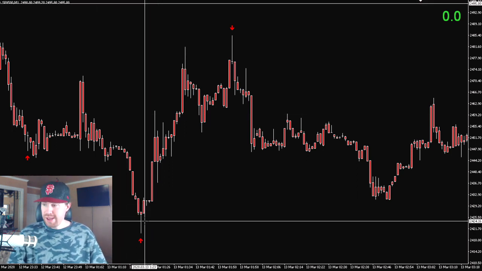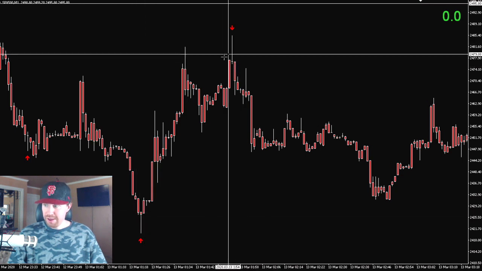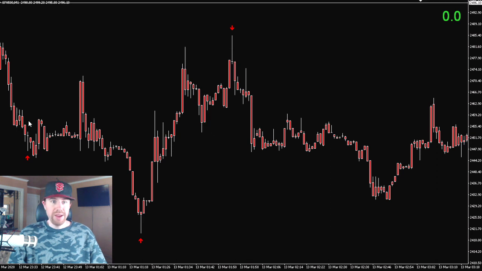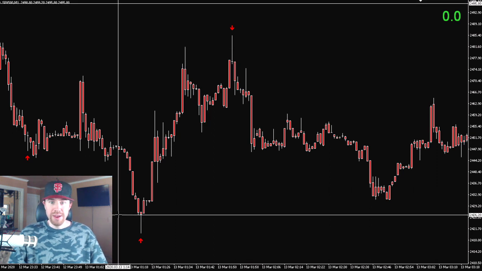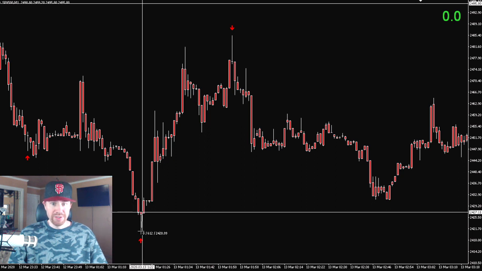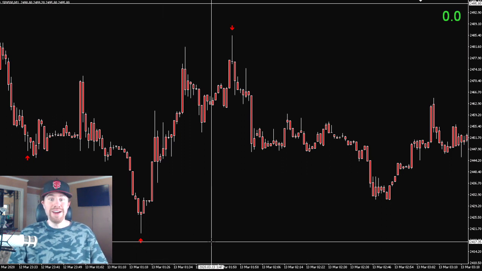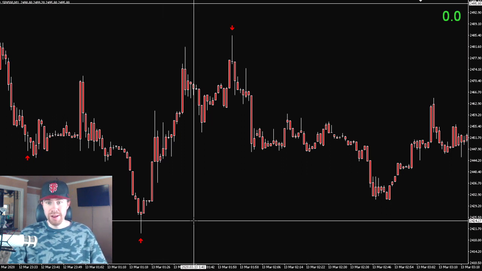So what we have here is a kangaroo tail, and we also have a kangaroo tail right here. Now, a kangaroo tail is a one candle formation that has a very small body, but it has a long wick, as you see right here and right here. And what a kangaroo tail signifies is a potential reversal in the market.